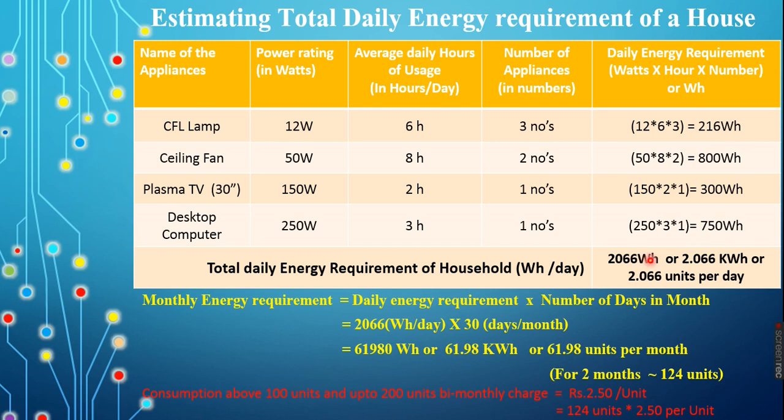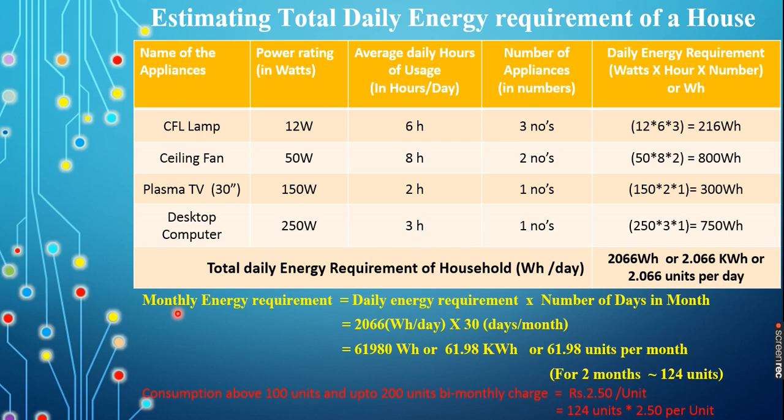We have to convert this watts hour to kilowatt hour. For that we need to divide it by 1000. 2066 divided by 1000 gives 2.066 kilowatt hours, or else 2.06 units per day. This is the main important thing here. Per day we are consuming 2.066 units. With that units calculation, we are going to estimate our EB bill.